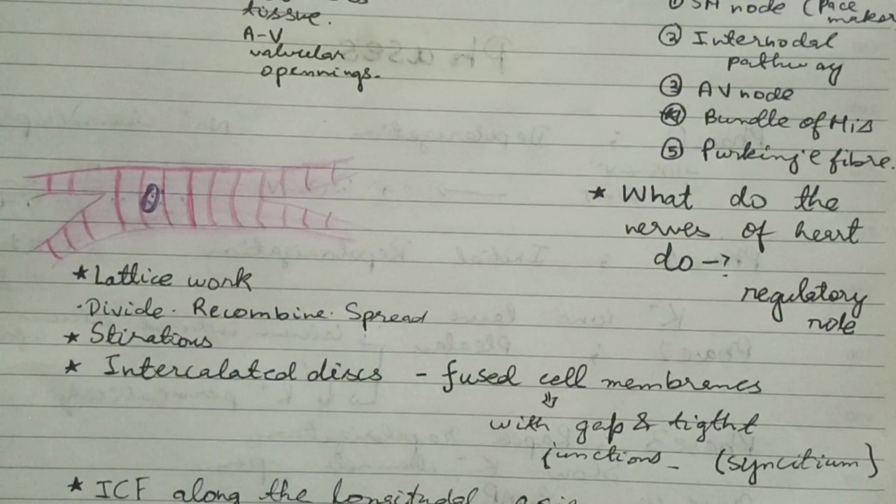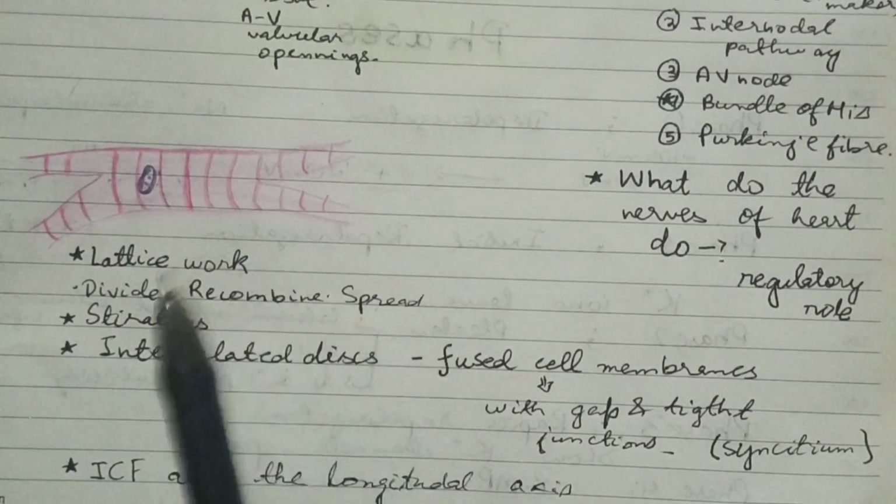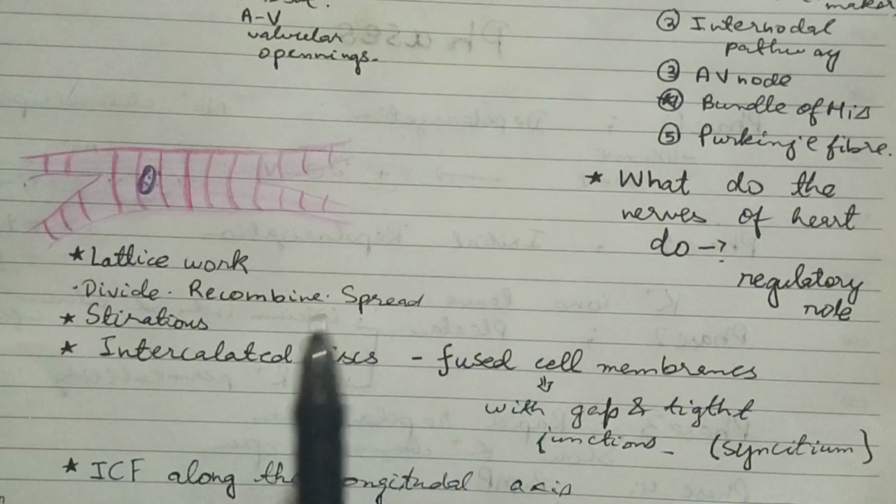Furthermore, it contains intercalated discs. This is the special feature of cardiac muscles, that they contain what? They contain intercalated discs, which are responsible for the formation of syncytium, both the atrial syncytium and the ventricular syncytium. So, what are intercalated discs?